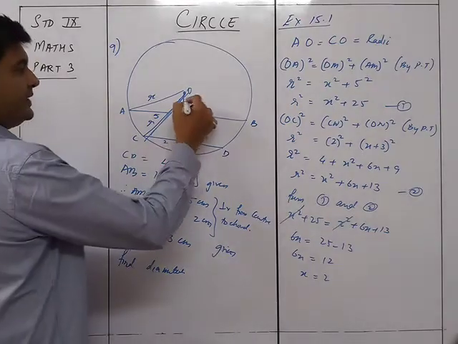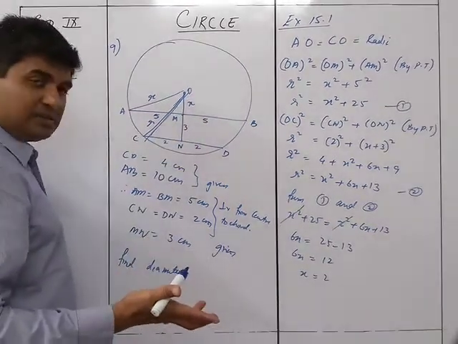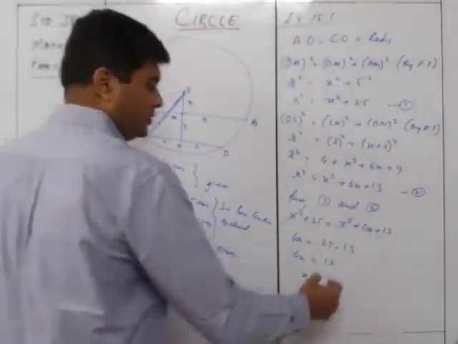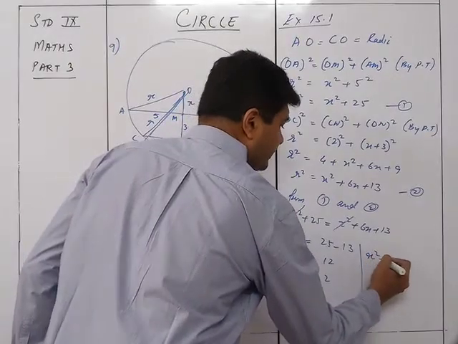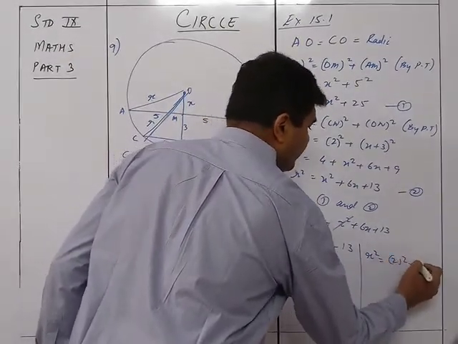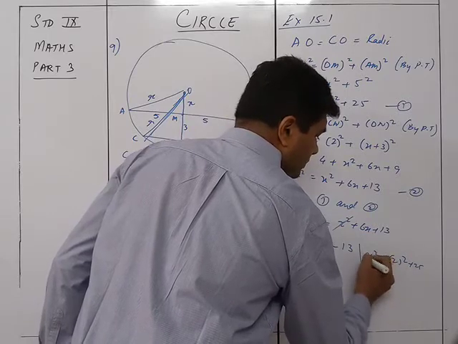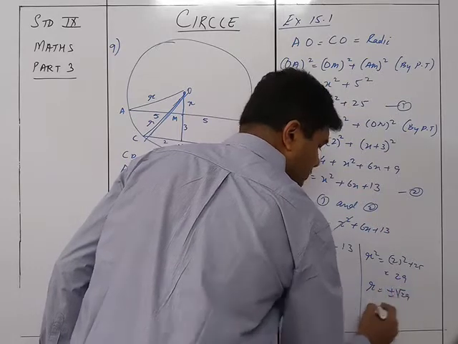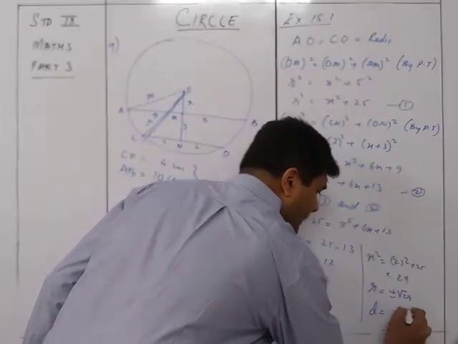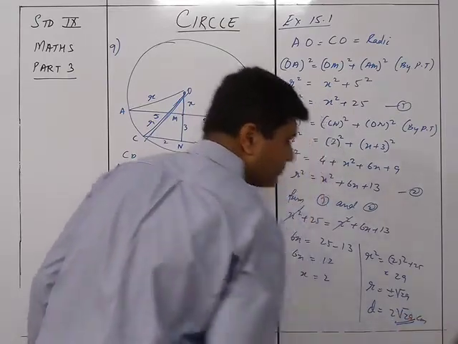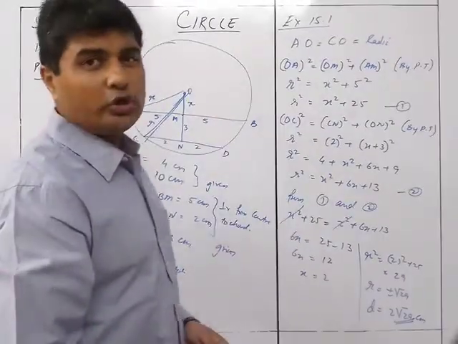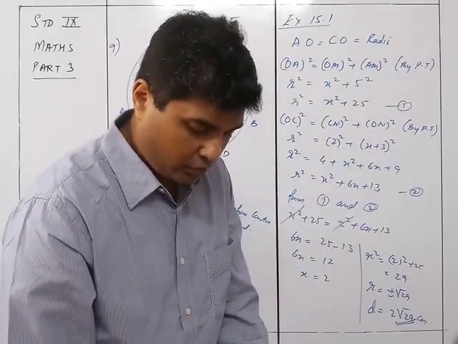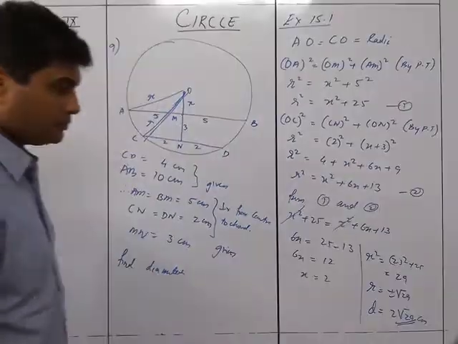Here we know that x is equal to 2, but we need to find the radius. So how do we find the radius? We can put it in any of the equations over here. So R square is equal to 2 square plus 25 is equal to 29. So R is equal to plus or minus root 29. So definitely the diameter will be equal to 2 root 29 centimeters. Diameter is 2 root 29 centimeters. That is sum number 9, 2 root 29 centimeters.